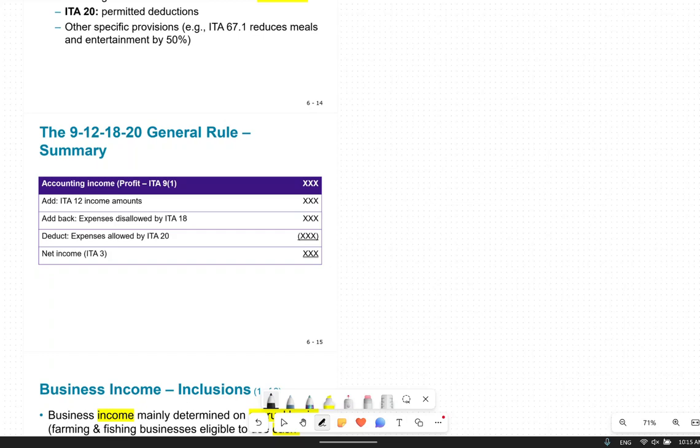You have an income. Where do we get this income? This income is produced using GAAP principles. So we use GAAP to calculate income, and then we add back what is not allowed, and what we are allowed, we deduct. Then we calculate net income, and this net income is calculated using the Income Tax Act.